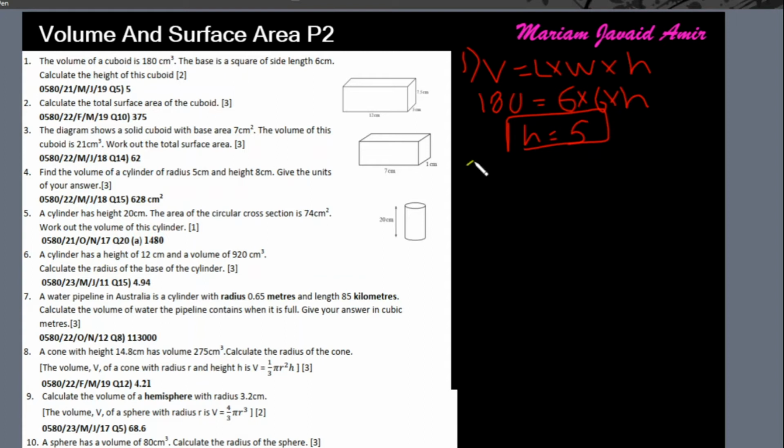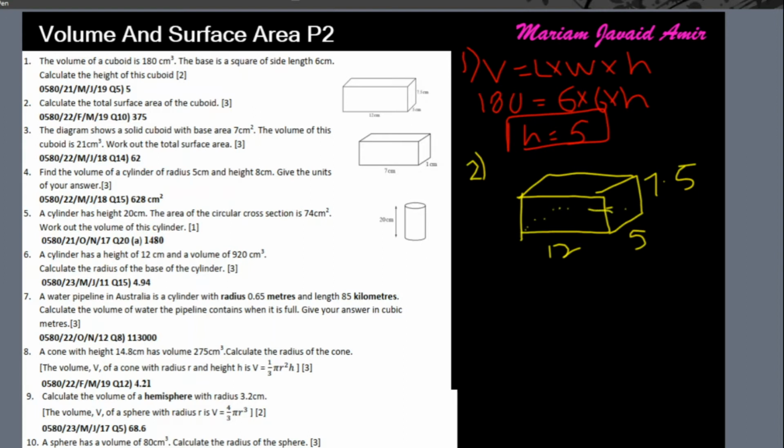Question 2, calculate the total surface area of this given cuboid. So let me redraw this. This has dimension 12, this is 5, and this is 7.5. So we need the total surface area. Total surface area is simply the area of all the surfaces. So let's find the area for the lowermost rectangle and the uppermost rectangle. So it will be 2 times 12 times 5 because we have two rectangles of same size.